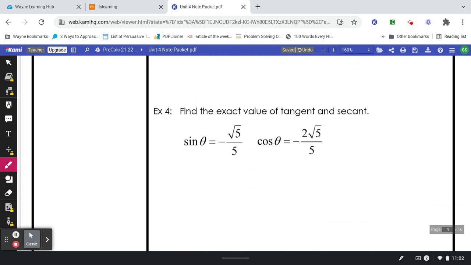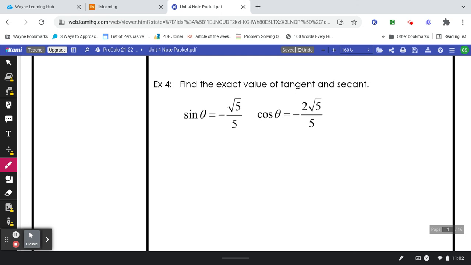Problem number 4. This time they're asking for just tangent and secant. Sine is O over H. Figure out where the negative goes. It'll have to move to the top with the O. It can't be on the H. And then A over H for cosine. Same thing. We'll move it away from the H. Put it on the A. And then we'll find our answers for tangent and secant.